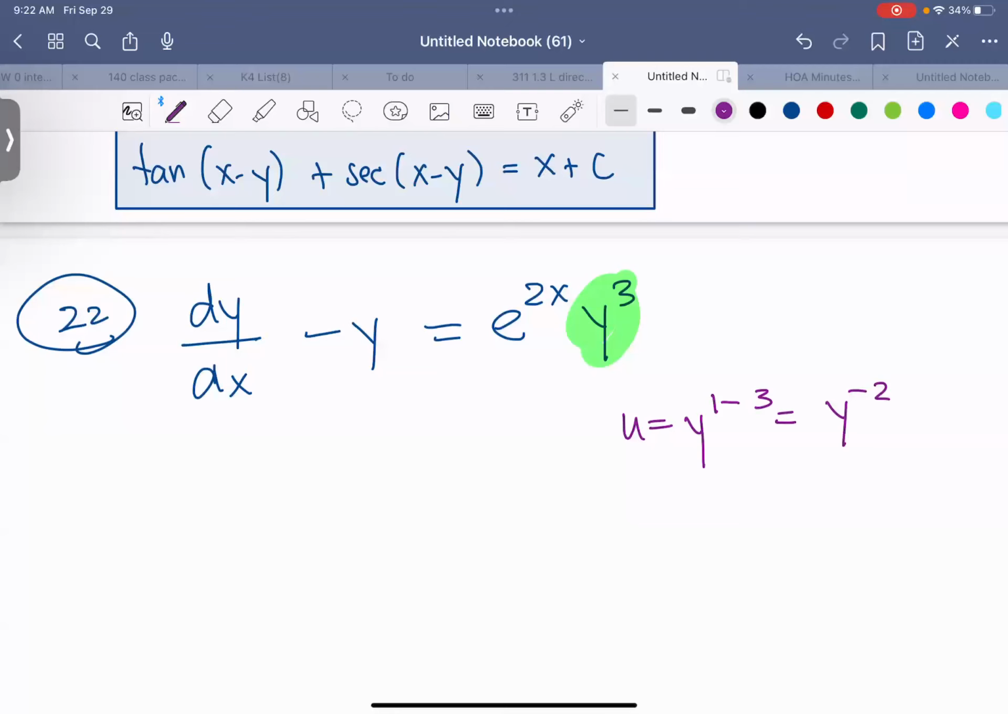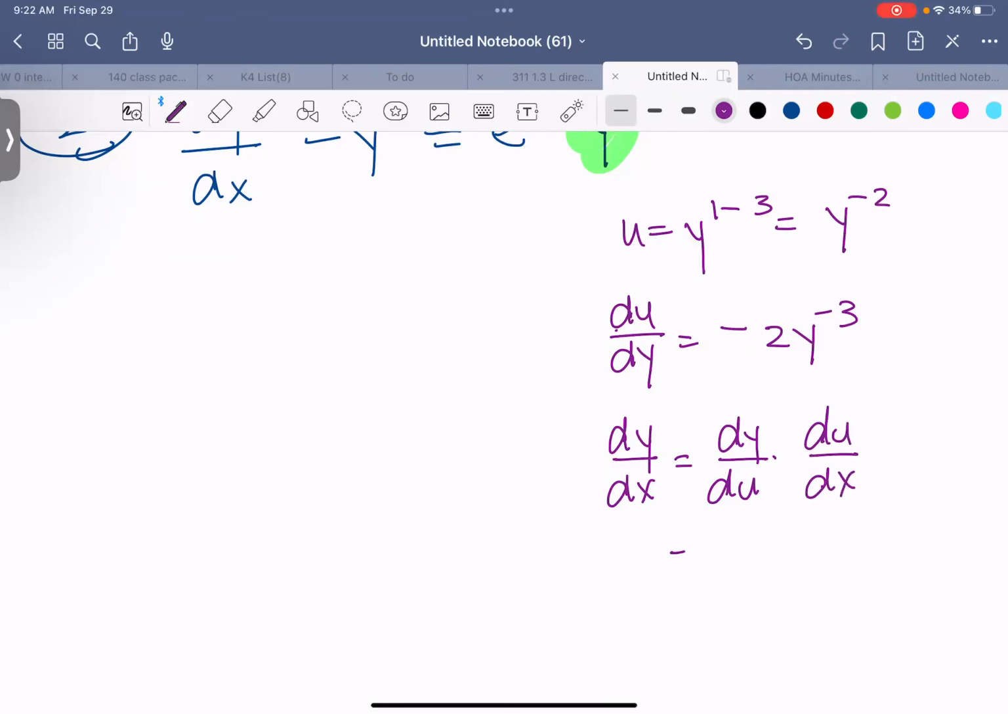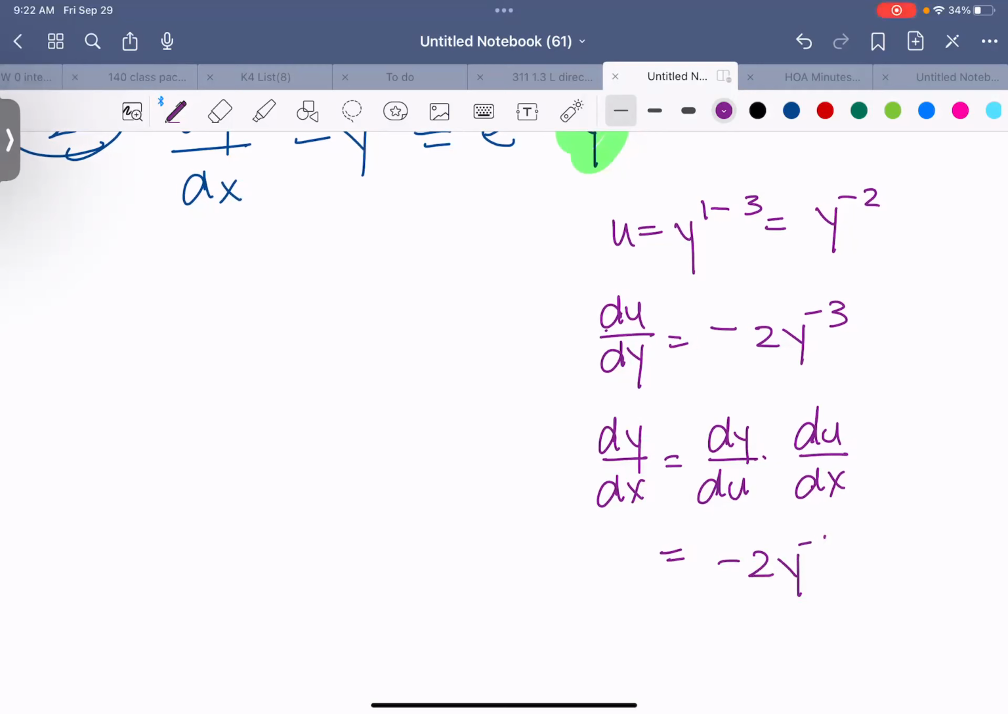Let's see. That means du/dy is negative 2y to the negative 3, the derivative with respect to y. And remember that when we find dy/dx, that's the same as dy/du times du/dx. And so that means our dy/dx is negative 2y to the negative 3 du/dx.